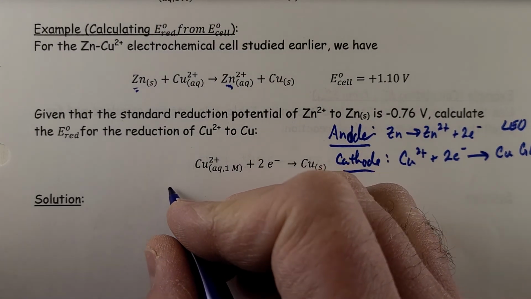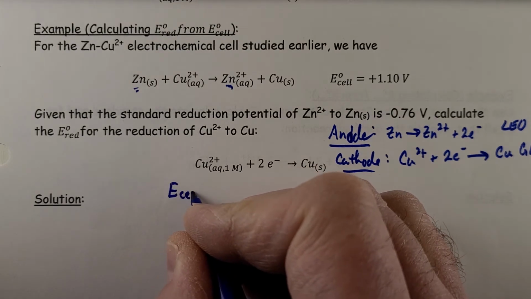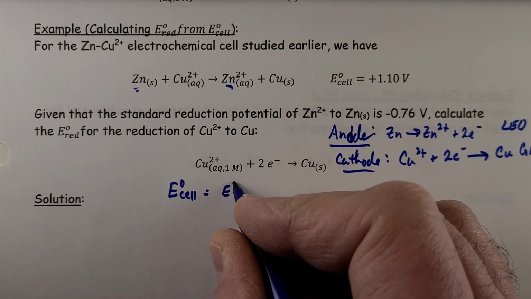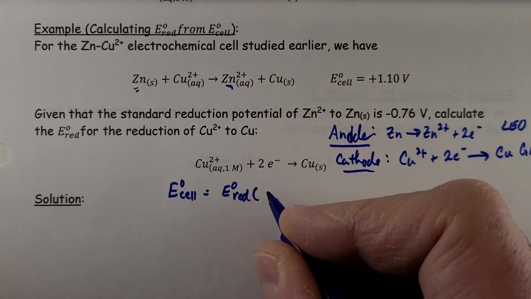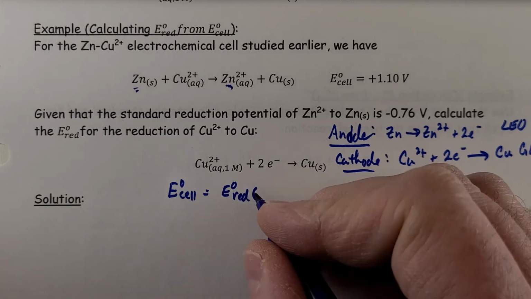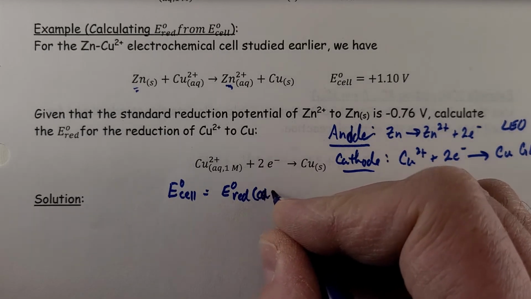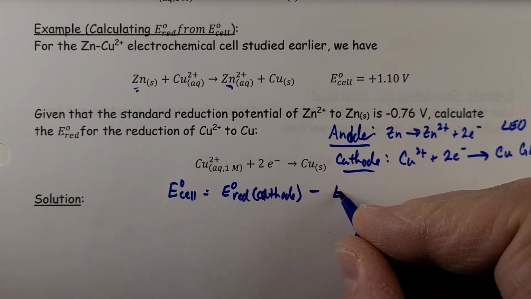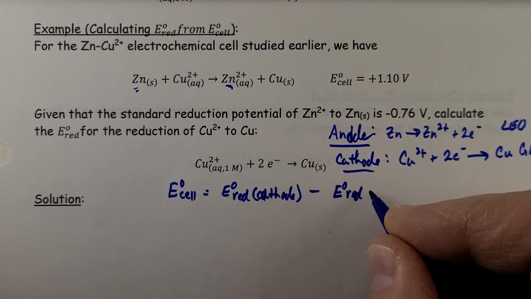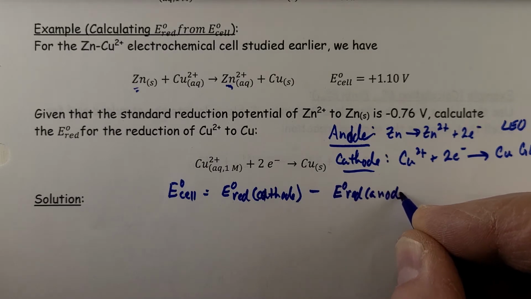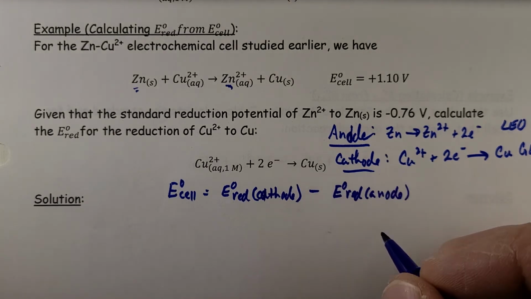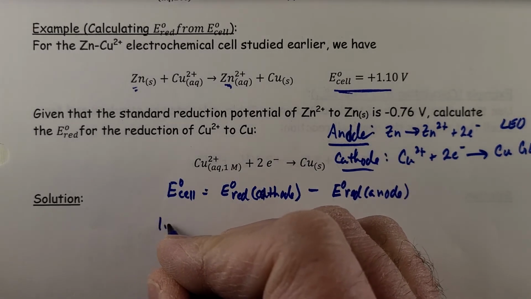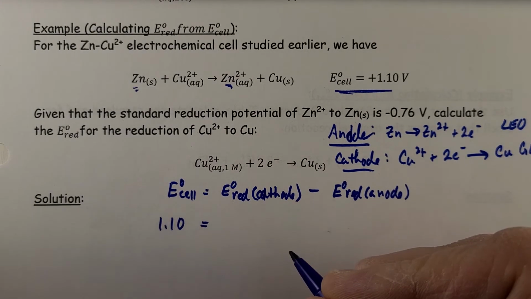Now we can look at E cell, and we look at the 2 reductions. We go from anode to cathode, so the cathode is where they end up finally. So E cell equals E reduction at the cathode minus E reduction at the anode. Then we'll be able to figure everything out. We know that the E of the cell overall is 1.10.